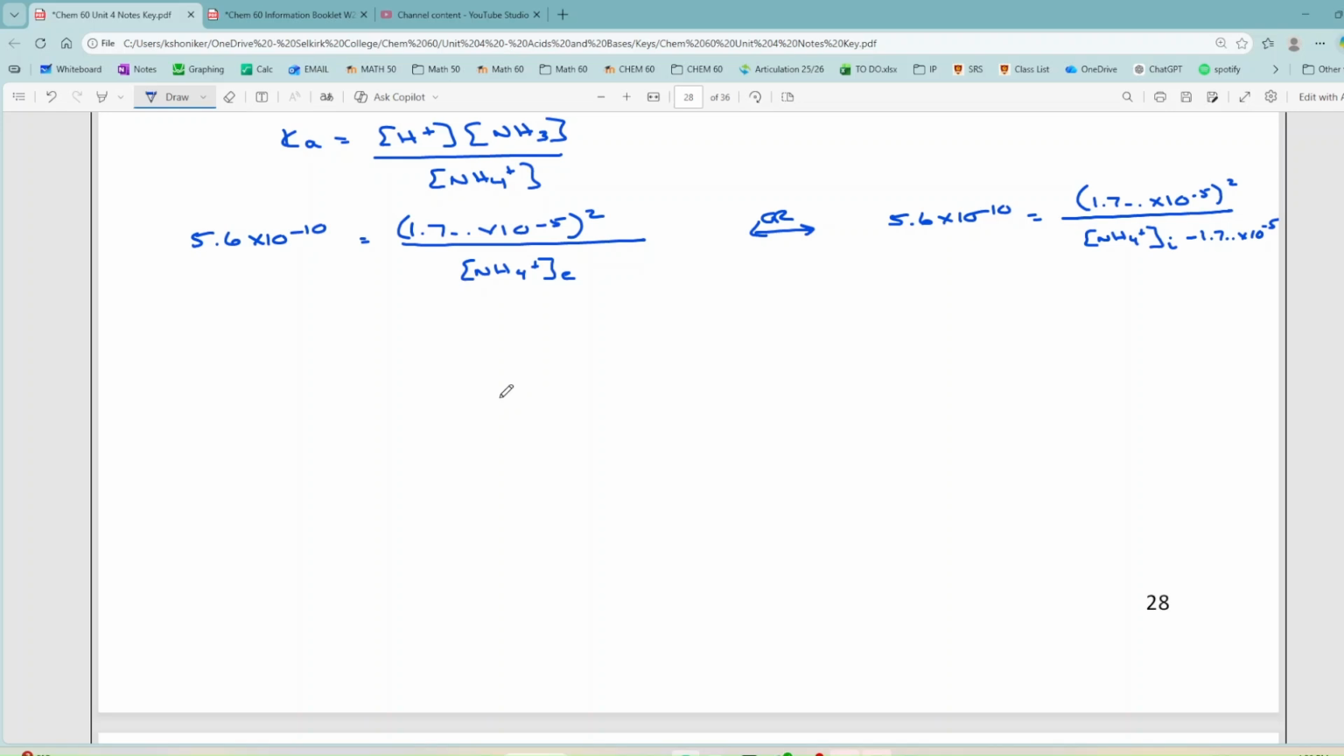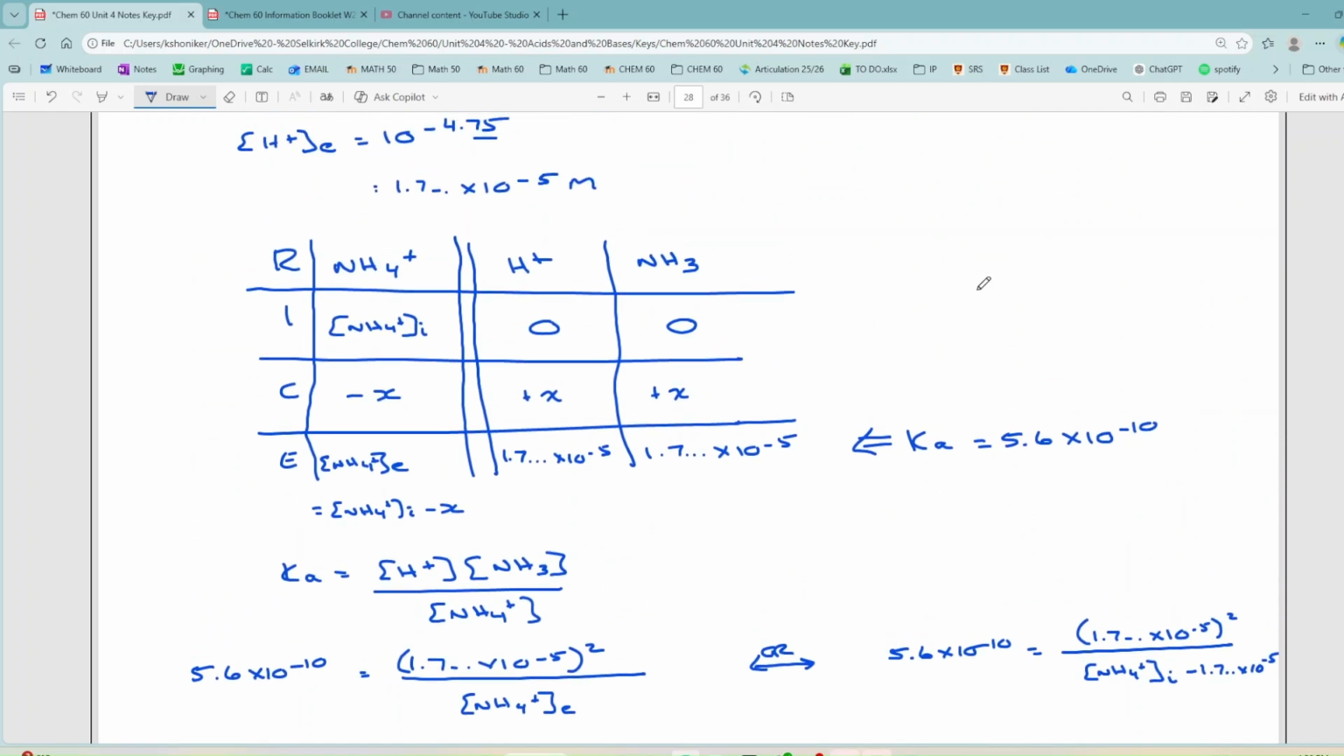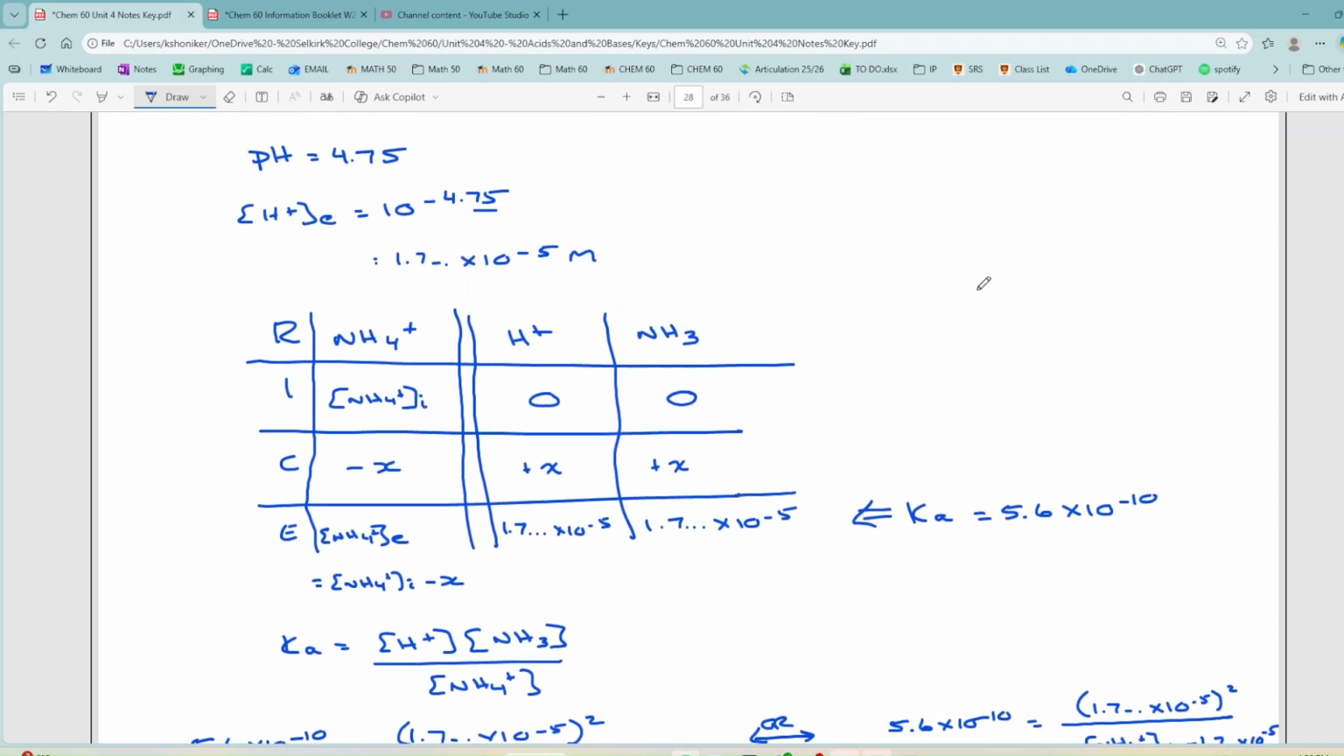I'm going to make sure, I actually had a small mistake in my video, so I had to redo it. I put times 10 to the negative 3 instead of times 10 to the negative 10. So I'm just going to plug in my concentration again. So 10 to the negative 4.75. Okay, so I'm going to hit that as store A.